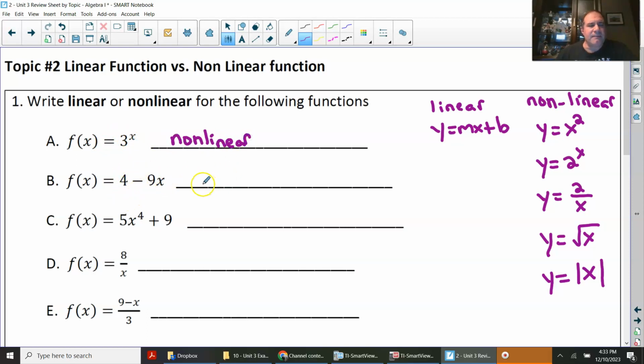This is y equals mx plus b. This is linear. This is y equals, or f of x, I should say, equals 5 times x to the 4th power. As soon as you have that exponent right there next to the variable, you say it's nonlinear. The x, the variable, cannot be in the bottom of the fraction as the denominator. So this is nonlinear. And this one is linear.